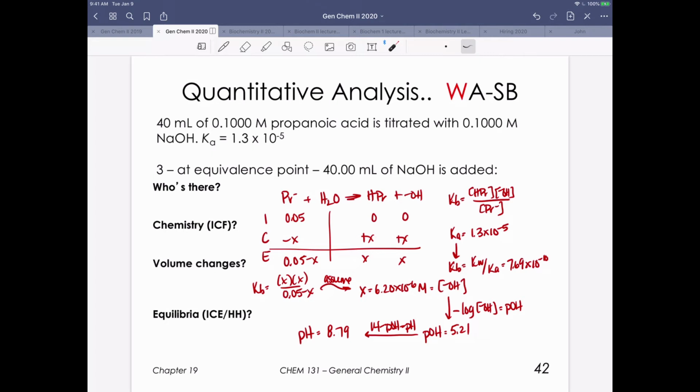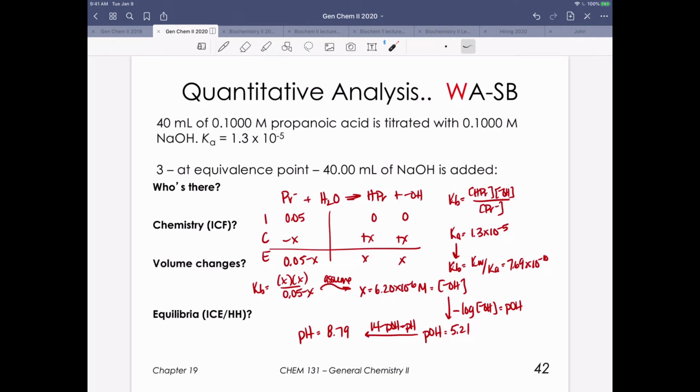Now be very careful. If you take the negative log of just this number, it's going to give you pOH. pOH is 5.21. Make sure you've got your logic hat on and you say, wait a minute, if I've got a weak acid, strong base titration, the equivalence point pH should be greater than 7. So that should be a reminder that that's not right in terms of a pH. But again, seeing that my X was equal to hydroxide concentration, negative log of that is pOH. So to convert that to pH, I can do 14 minus that.